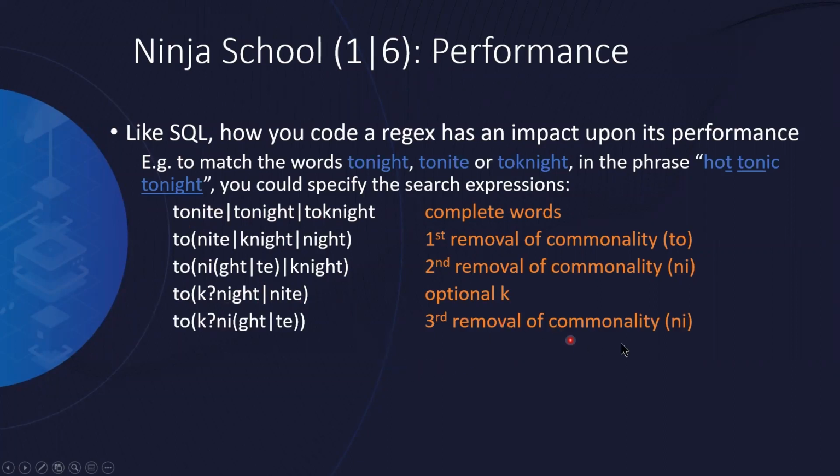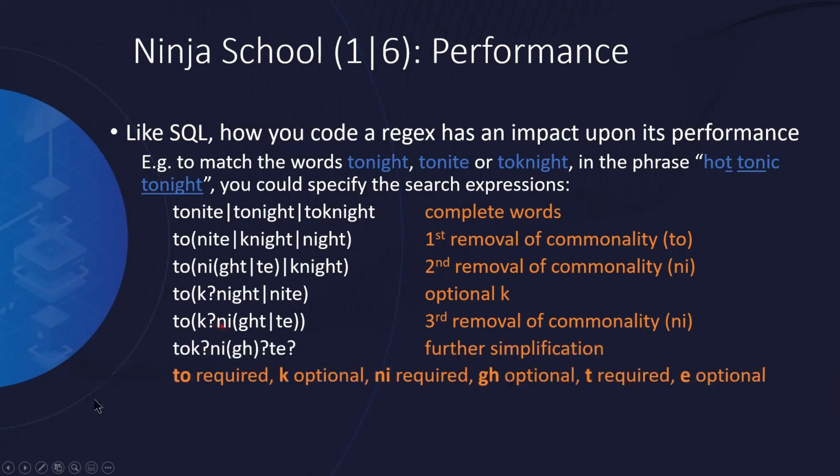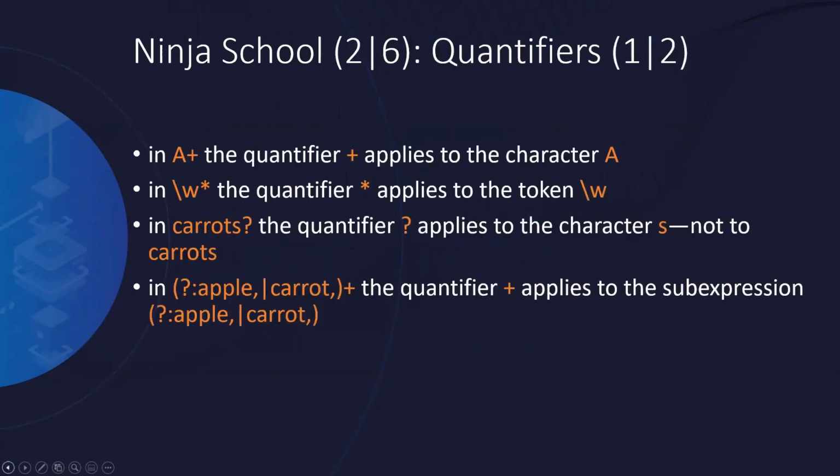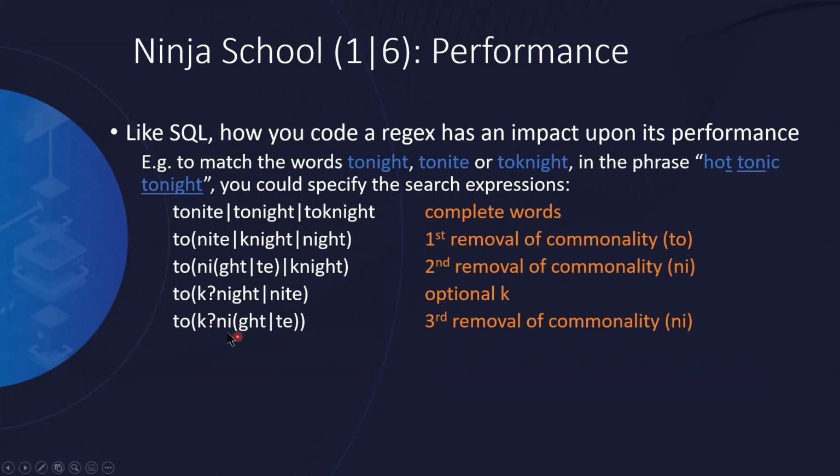Now let's remove the third commonality of NI. So I'm implementing what I've done here with this bit, and I'm bringing this down here. So I've now got the letters TO, followed by an optional K, followed by the letters NI, followed by an optional NI, followed by either a GHT or a TE.